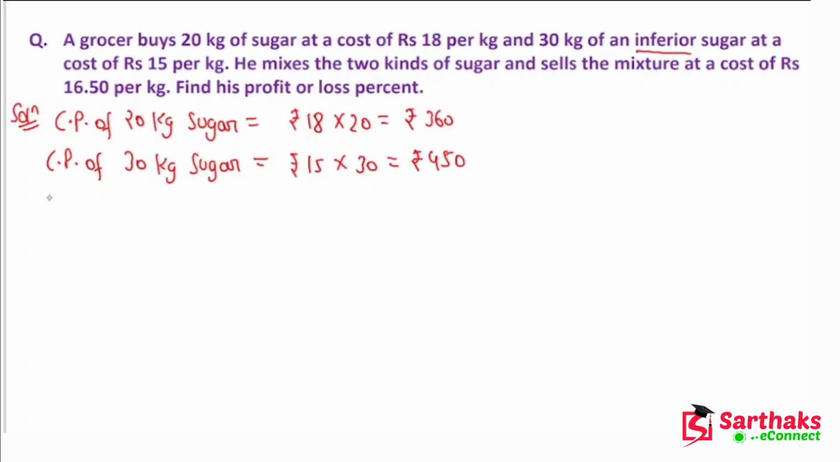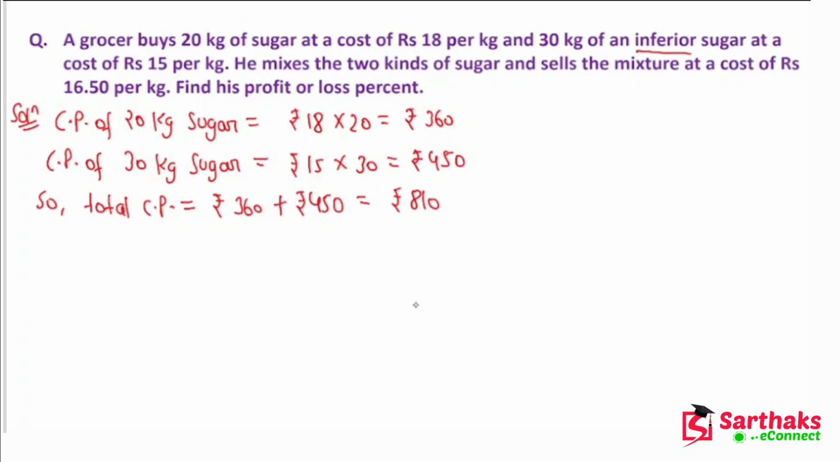Now what is the total cost price? So total cost price is rupees 360 plus rupees 450, which is rupees 810, right? So total cost price is rupees 810. So he is spending rupees 810 on purchasing the sugar.